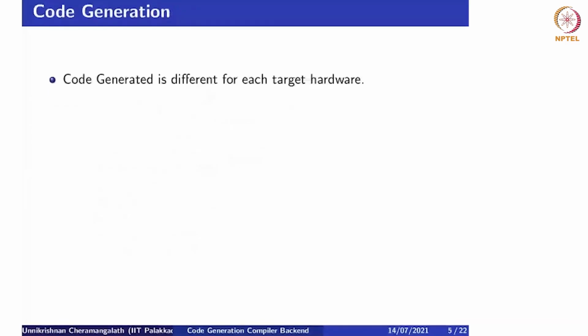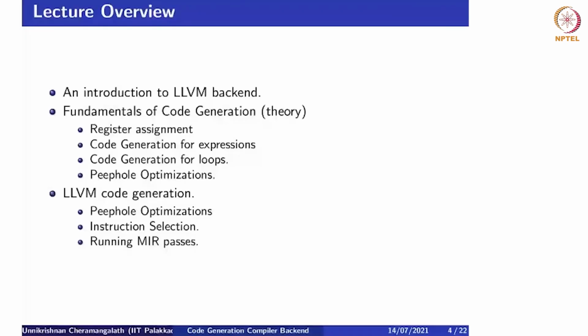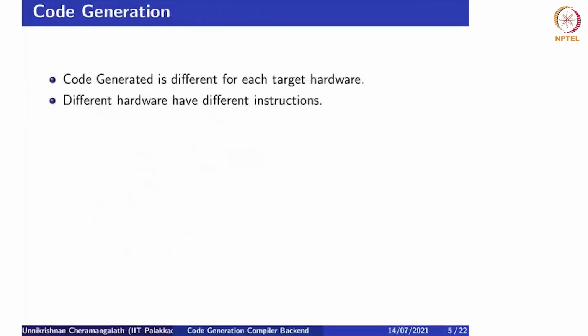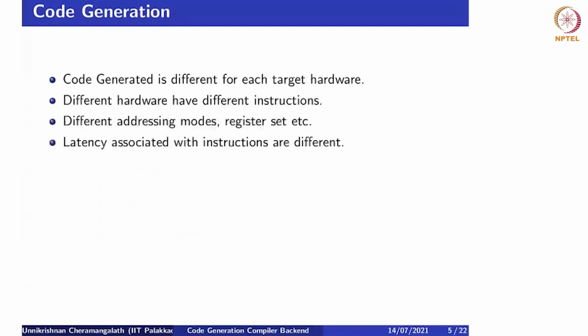So coming to code generation, the code generator is different for each target hardware. Different hardware has different instruction sets, different addressing modes, register sets, etc. The latencies associated with instructions are different. And of course, you are aware that if you look at mul, it has more cost compared to add. Similar differences are there in the instruction set. As hardware becomes more complicated, the number of instructions becomes more. So code generation is a set of tasks requiring proper, optimized code generation.